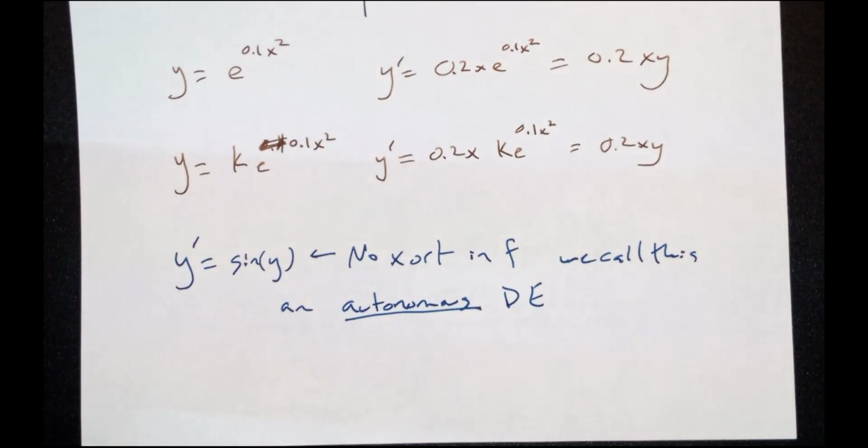A lot of the examples we did on Friday were autonomous. The mixing problem with the salt tank, that was autonomous. The population growth, the radioactive decay, those were autonomous problems. The setup of the equation gave me y prime equals stuff in y, but never stuff in x or t on its own.